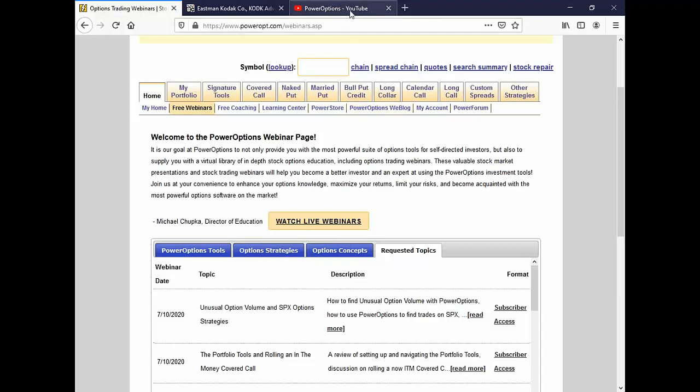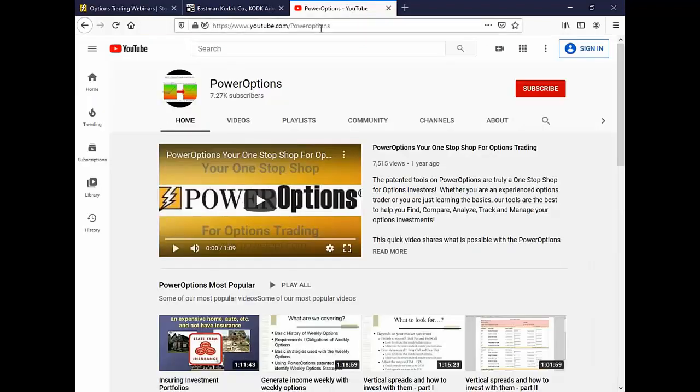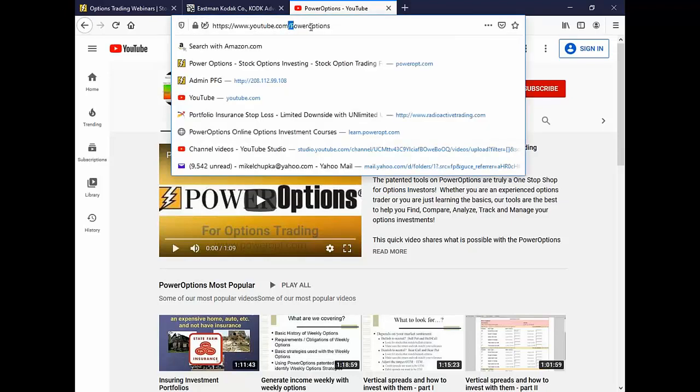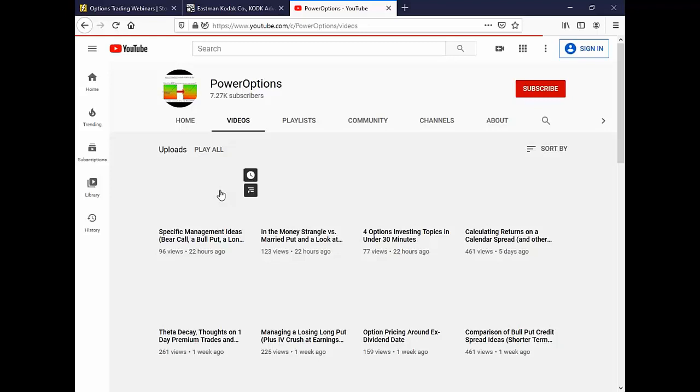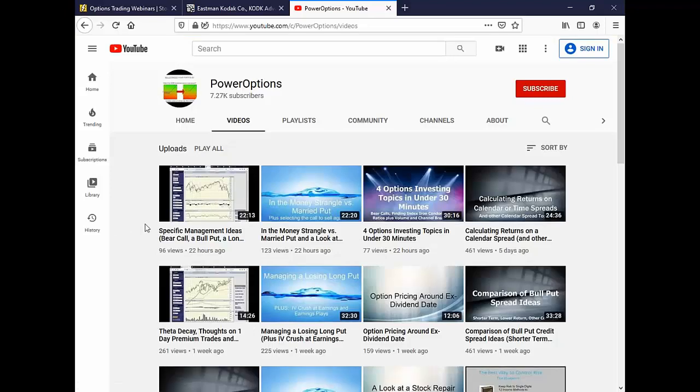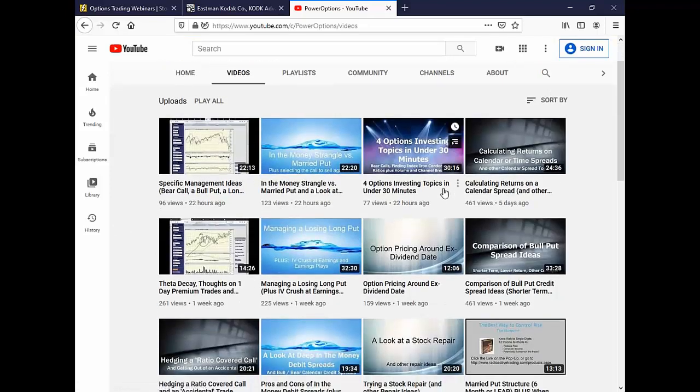But the other key is anytime, go to YouTube and then just search for Power Options, or go to Power Options there, click on the videos. And so here are all the ones from last Friday, the last four sections here. These were all from last Friday. Calculating returns on a calendar spread, 4 options investing topics in under 30 minutes. Don't have my notes with me, so I forgot which four this was.